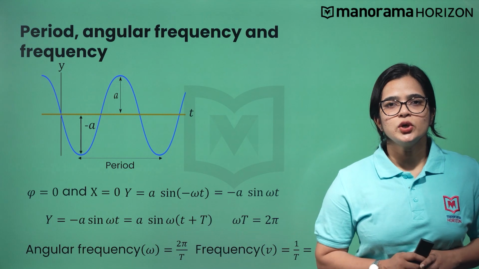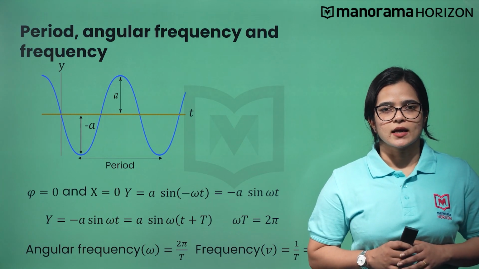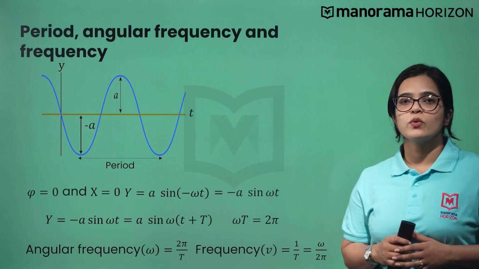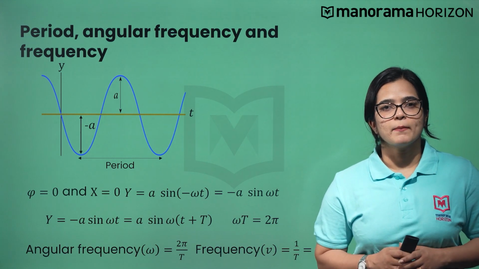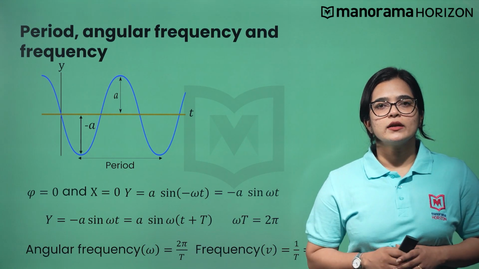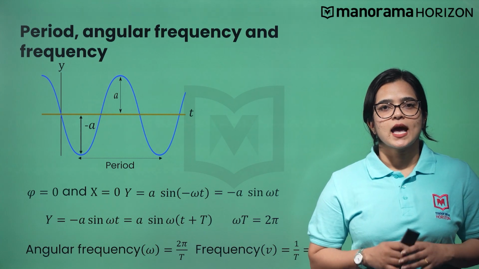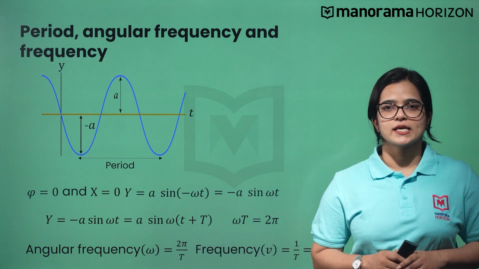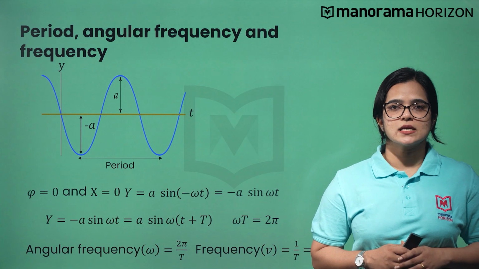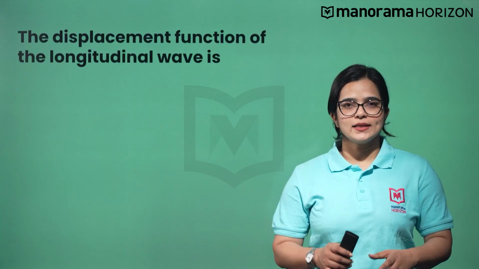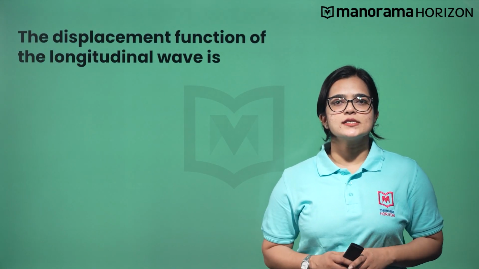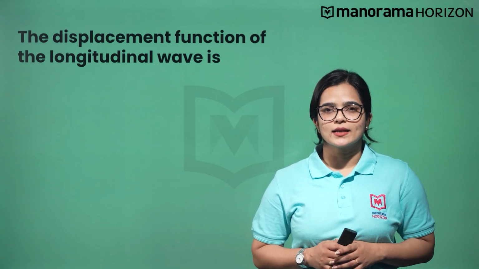The frequency nu is the number of oscillations per second. Therefore, nu is equal to 1 by the time period, or omega by 2 pi. The SI unit of time period is seconds, the SI unit of omega is radians per second, and of frequency is hertz or second inverse. In the discussion so far, we have considered only waves along a straight line, that is, transverse waves.